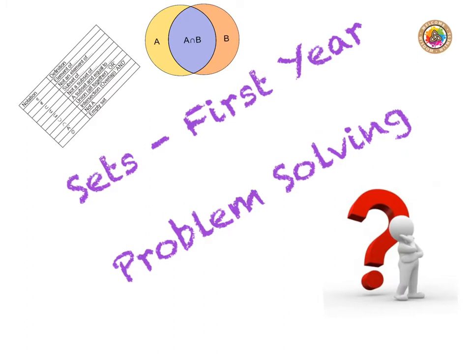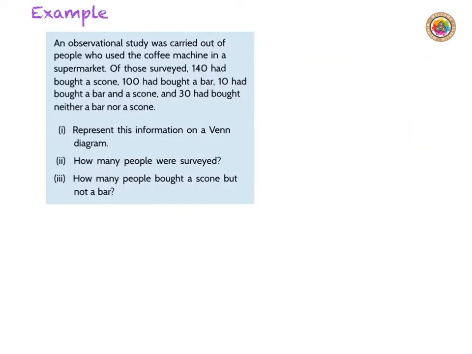And so we're going to go to work now by problem solving with two sets, or Venn diagrams with two interlocking sets. And so here we have an example, and it says for us that an observational study was carried out of people who use the coffee machine in the supermarket.